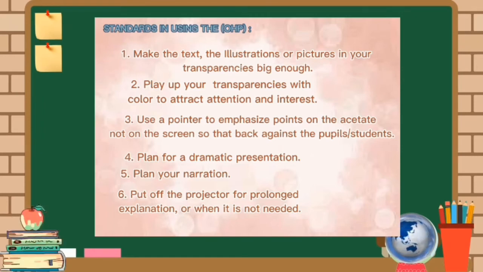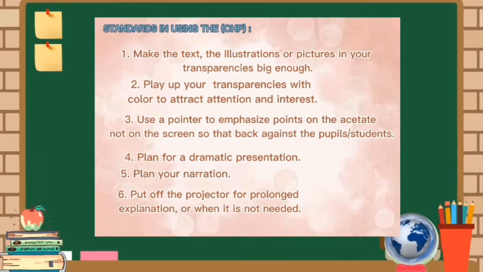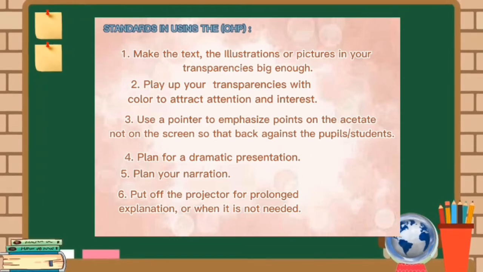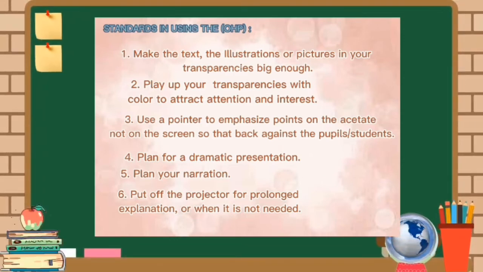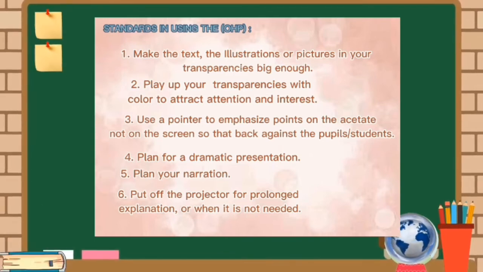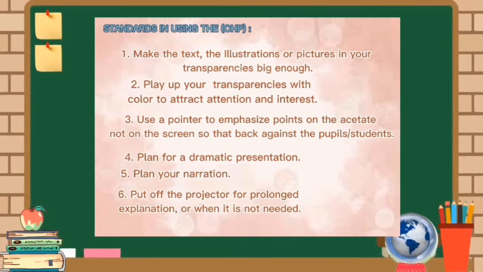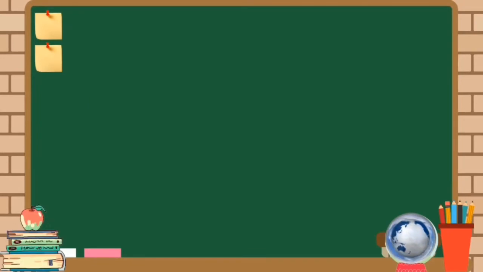3. Use a pointer to emphasize points on the acetate, not on the screen, so that your back is not against the pupils or students. 4. Plan for a dramatic presentation. You may not expose the items all at the same time, especially if you are discussing a process step by step. 5. Plan your narration. And for the last, put off the projector for prolonged explanation when it is not needed.